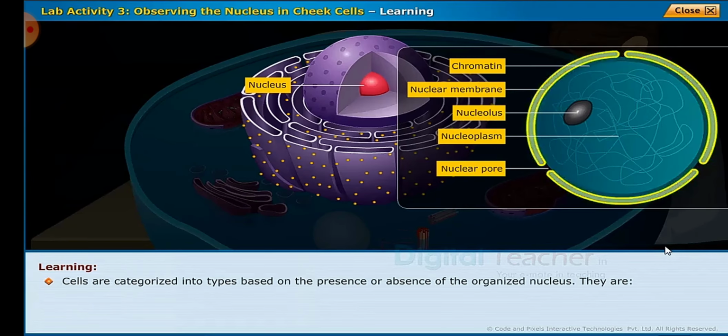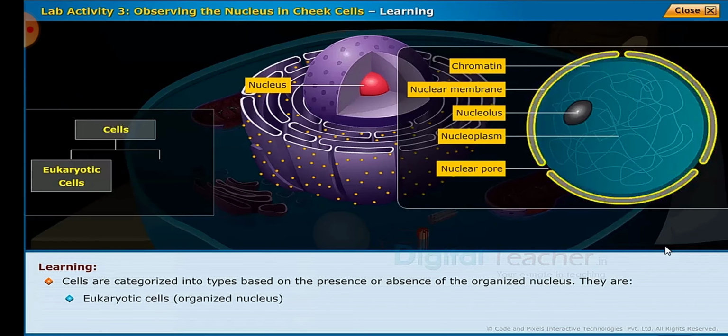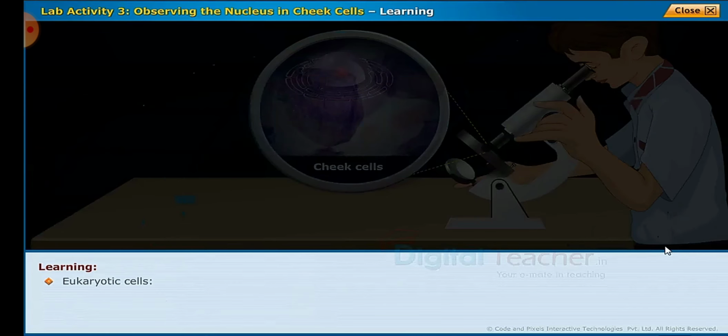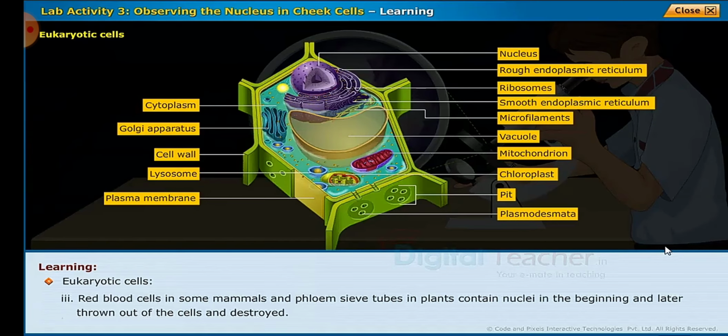Cells are categorized into two types based on the presence or absence of the organized nucleus. They are eukaryotic cells, with an organized nucleus, and prokaryotic cells, without an organized nucleus. Eukaryotic cells contain a membrane-bounded nucleus. Almost all the eukaryotic cells have a nucleus. Red blood cells in some mammals and phloem sieve tubes in plants contain nuclei in the beginning and later thrown out of the cells and destroyed.